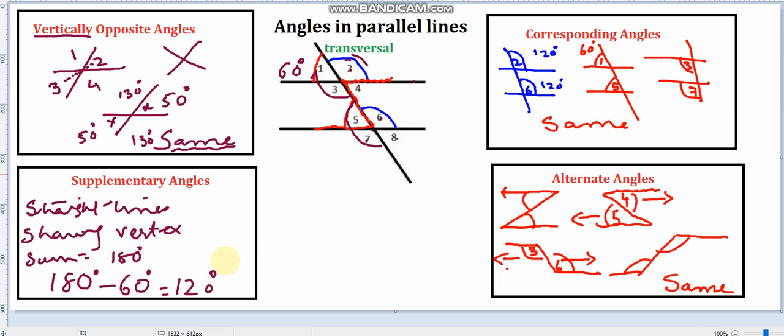So for supplementary angles, the sum should be equal to 180 degrees. If you know one angle, you can directly subtract from 180 to get the other. But for corresponding angles, alternate angles, and vertically opposite angles, the measurement remains the same. We don't have to add or subtract. I hope you are clear about it.